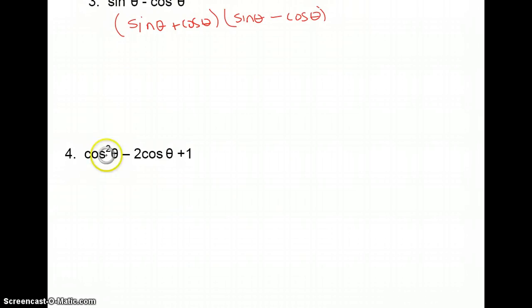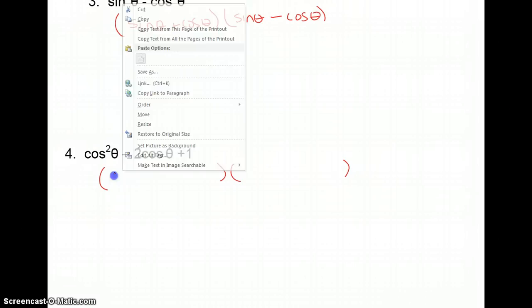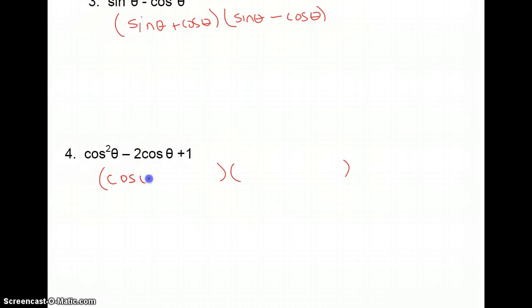So this one, notice we have cosine squared of theta minus 2 cosine theta plus 1. This is again a trinomial, so we're going to do binomial times binomial. And if I want to get cosine squared, I know I have to have cosine theta here and cosine theta here. And then I have to have 1 here and 1 here to make the positive 1. But to make the negative 2 here in the middle, I'm going to have to make these both negative.